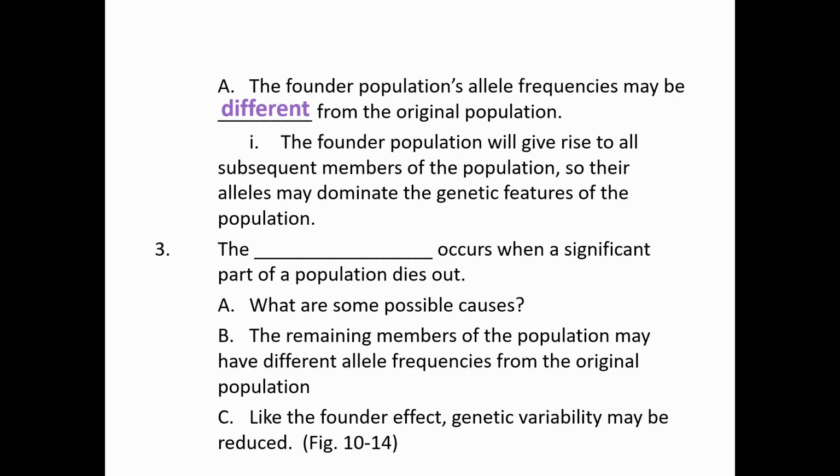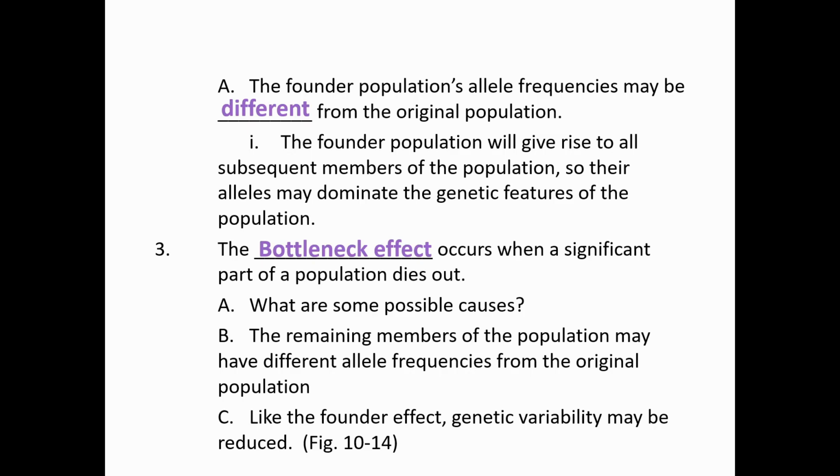So founders population, basically, we're saying that the allele frequencies are probably going to be different from the original population because we're basing the allele frequencies in the new area on the founders who traveled there. And so the founding population will give rise to all the new members, and so different alleles may dominate when they didn't dominate on the mainland.